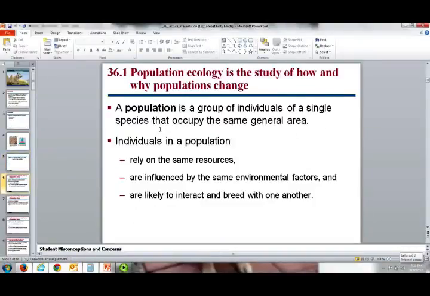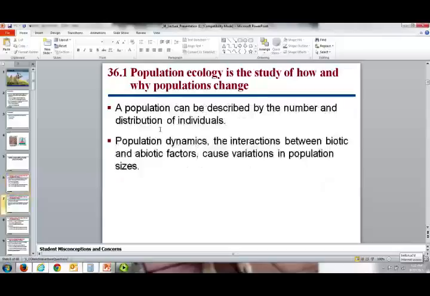If you remember from the other day, a population is a group of individuals of a single species that live in the same area. They all have to rely on the same resources. They're influenced by the same things in the environment, and they're likely to find their mates in that area as well as interact with others of their species there. You can have the same species living in another area, but when they aren't living in the same area, they're not considered a population.